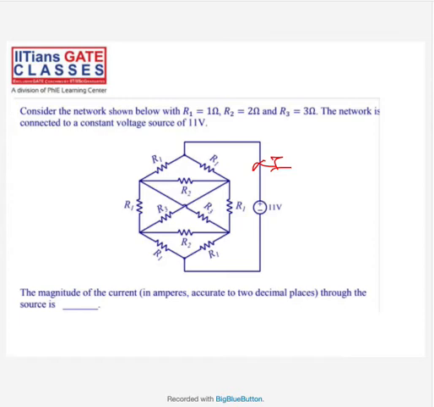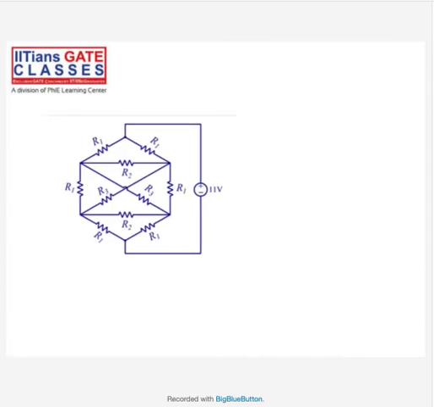So any answers? R1s, R2s, R3s are given as 1 ohm, 2 ohms, 3 ohms, right? So everyone to your screens. These are all R1s, so these values are 1 ohm. These are 2 ohms and these are 3 ohms. Okay.